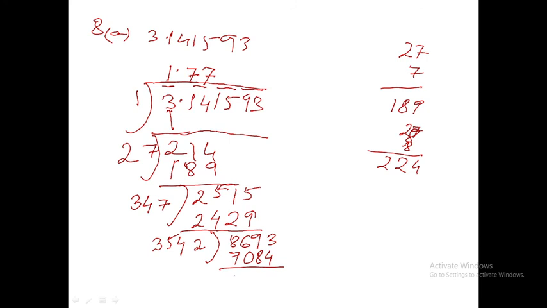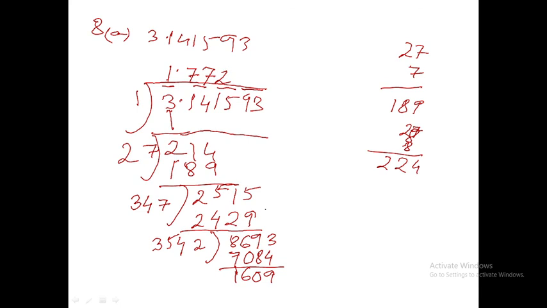Now subtract it here, you get 1609. Now this 2 will go to the quotient. In the quotient, the third digit after the decimal will be 2 now. Now in the question it is given, find the square root of 3.141593 up to two decimal places. So our third decimal place is 2, less than 5. So we can ignore it.